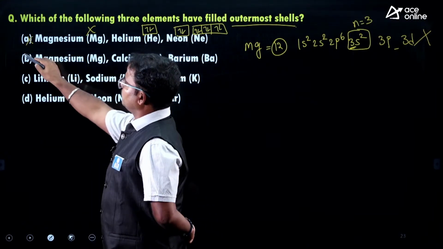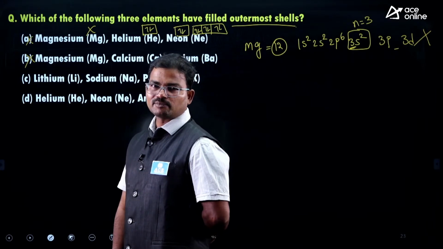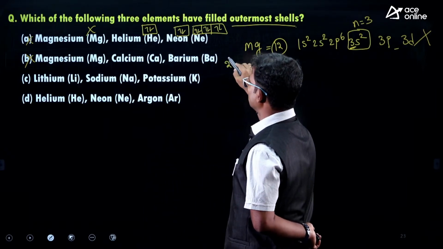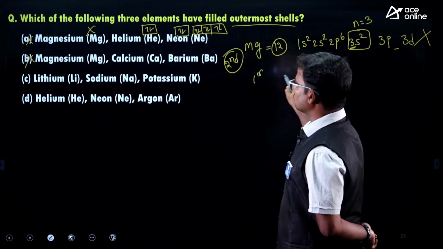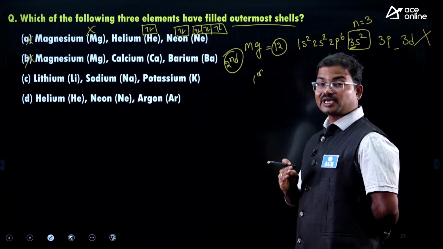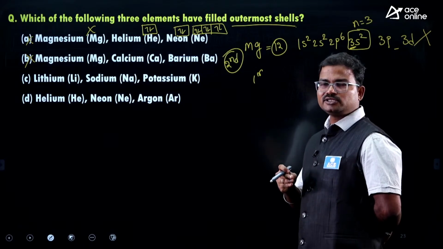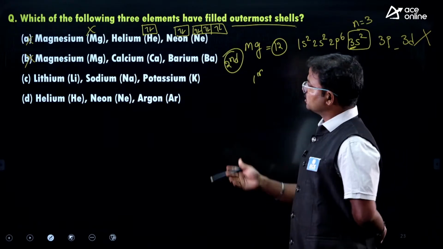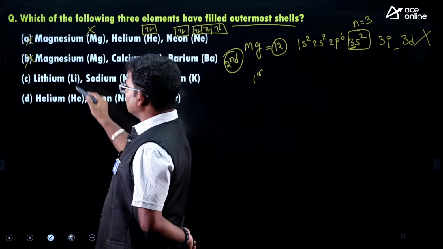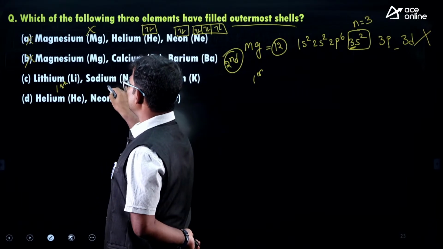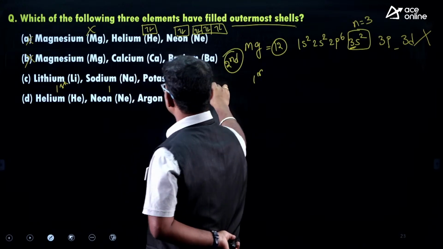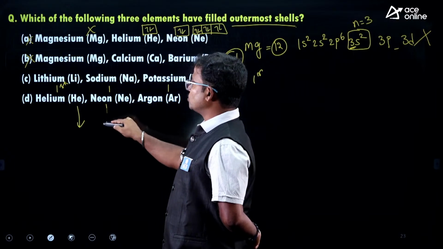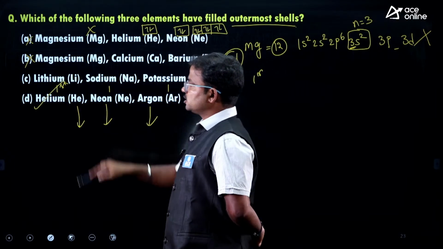Of course we already know magnesium does not exhibit a completely filled configuration. Magnesium, calcium, barium belong to the second group. Except the 18th group, the remaining elements are not completely filled with electrons. That's why if you know the group number, you can easily get the answer. Lithium belongs to the first group, sodium first group, potassium first group. It means they are not completely filled with electrons. Next, option D: helium, 18th group, neon 18th group, argon 18th group. So that's why option D is the right answer.